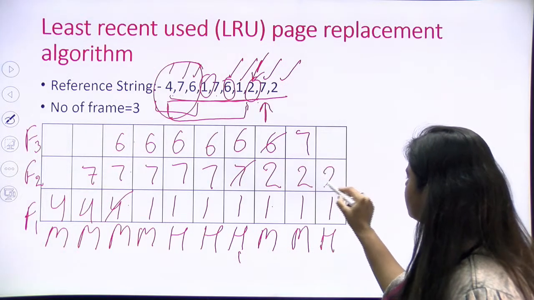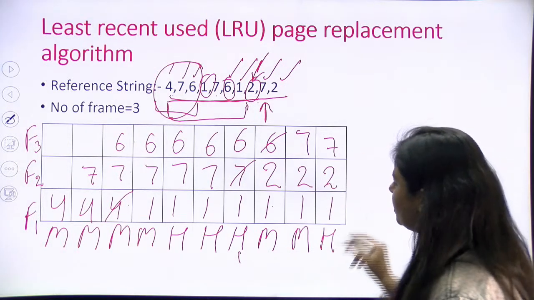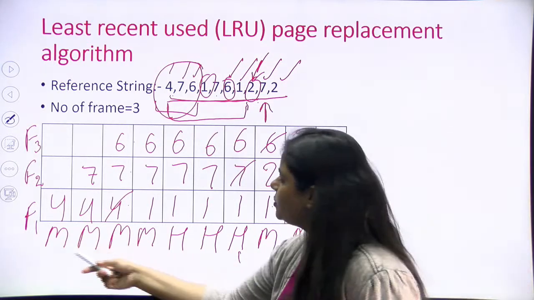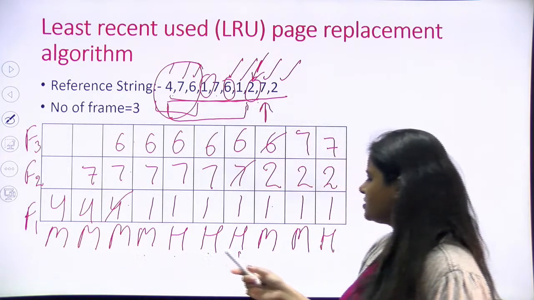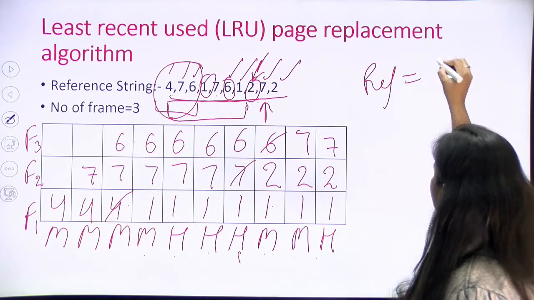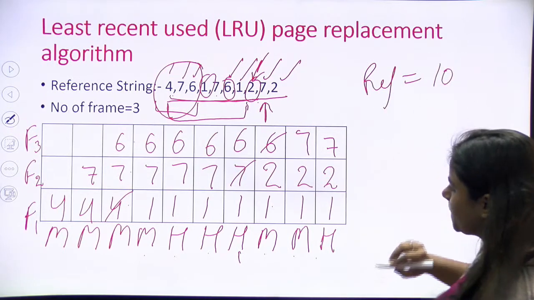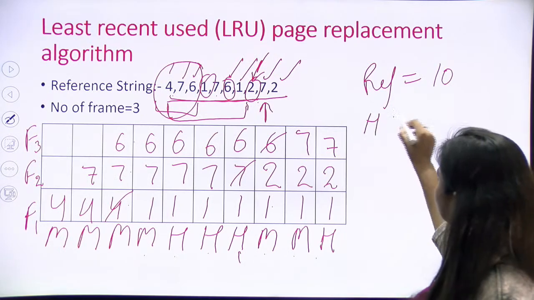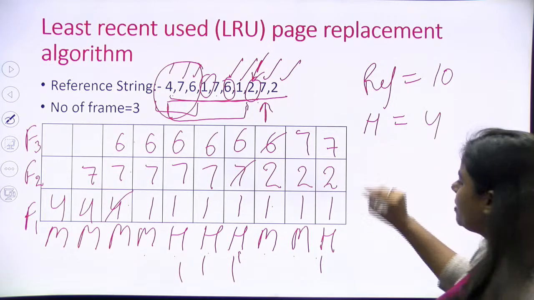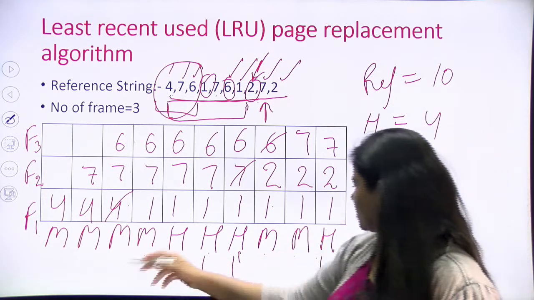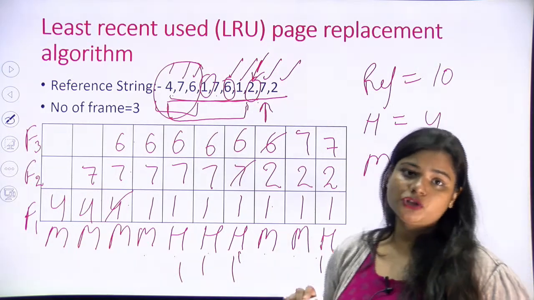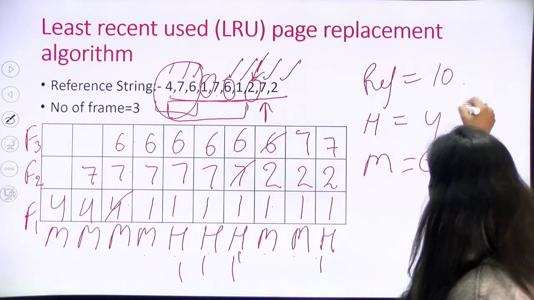Yes, Rhythm, right answer. So calculate the number of total references. Total references are 1, 2, 3, 4, 5, 6, 7, 8, 9, 10. Total references are 10. Okay. And the number of hits are 1, 2, 3, 4. And the number of misses, you can see over here, it's 6. Just calculate the hit ratio. I want the answer for hit ratio.